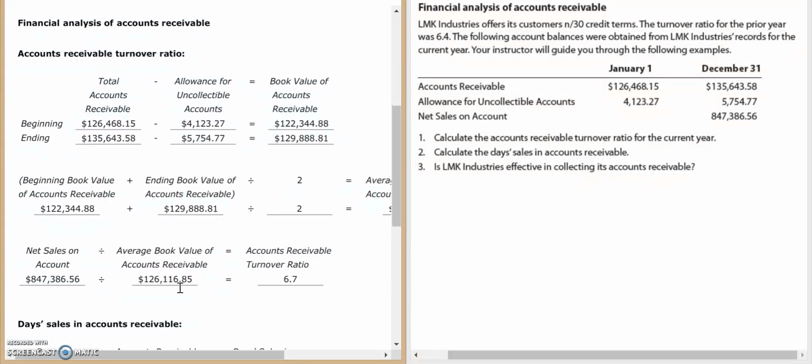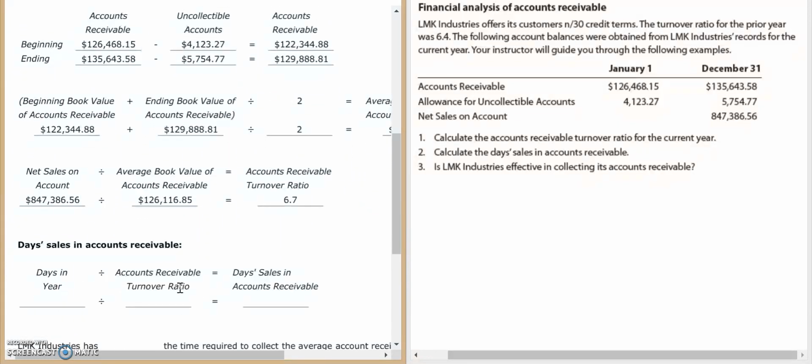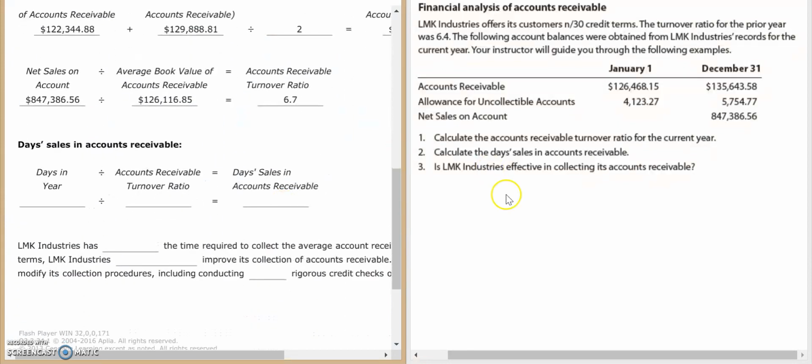Now that we have completed our accounts receivable turnover ratio, we can now figure out our days sales in accounts receivable, which is what step 2 says. Now, when we do this, the one thing that we normally have done is always used 360 when we were calculating things before. Here, because our business could technically be open every single day of the year, we don't know that. It does not specify. We actually use 365. So our days in the year is going to be 365.